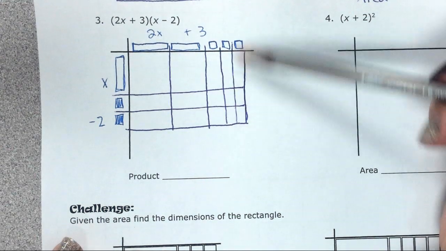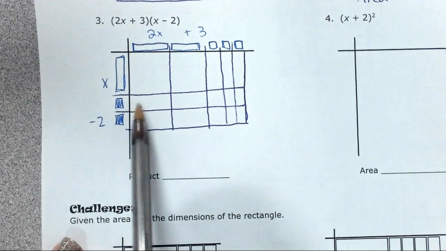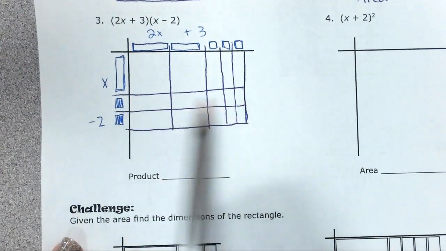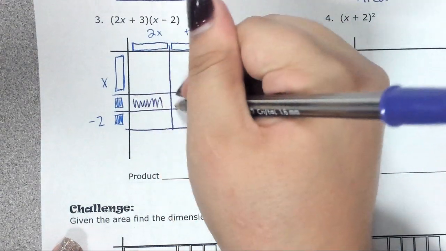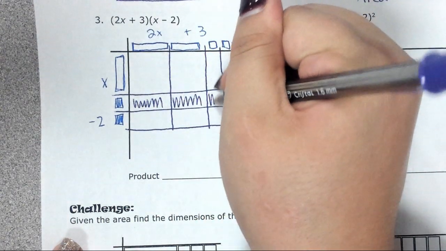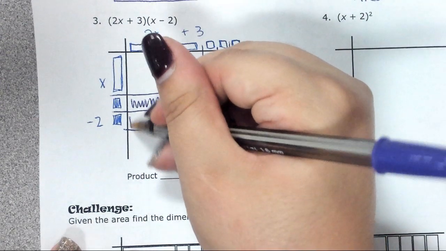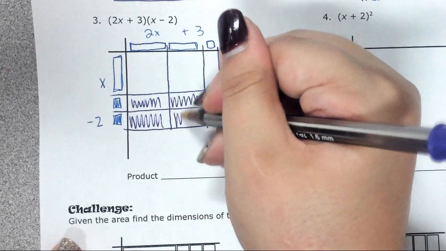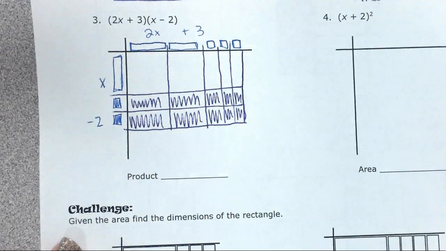Now these are all positive, so we're good. But here's a negative one. So if this is negative, everything in its row has to be negative. And because the rows are all positive, a positive and a negative is a negative. Same thing here. These are all negative, so everything in the row has to be negative. You should be copying this down with me.